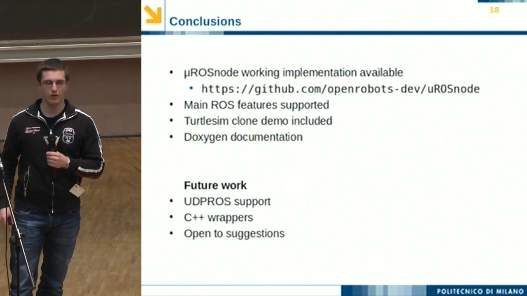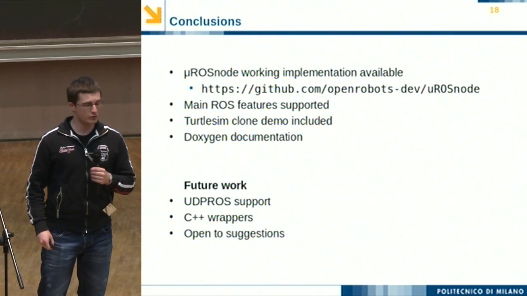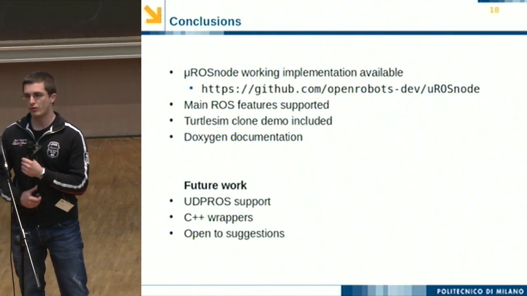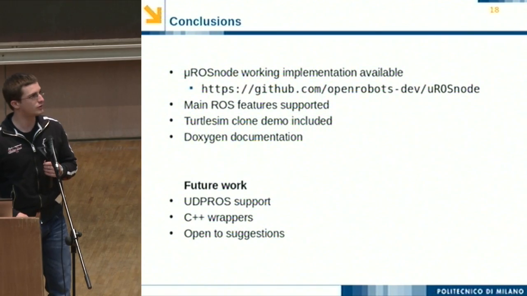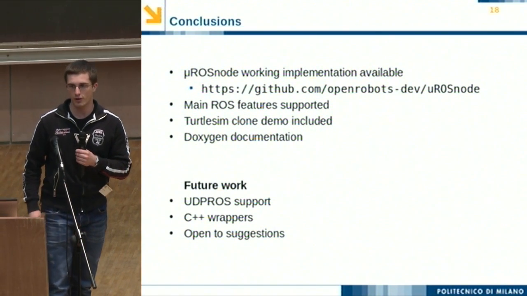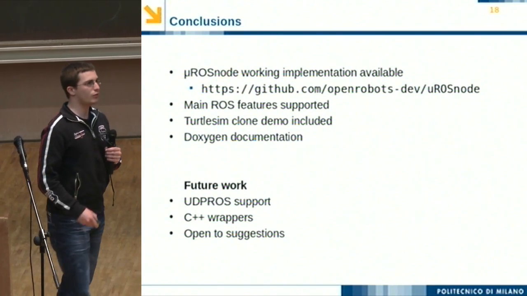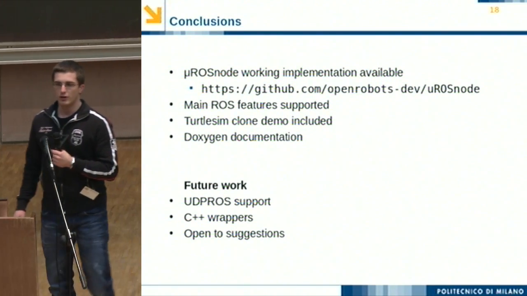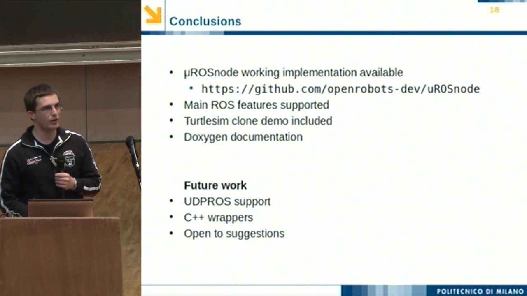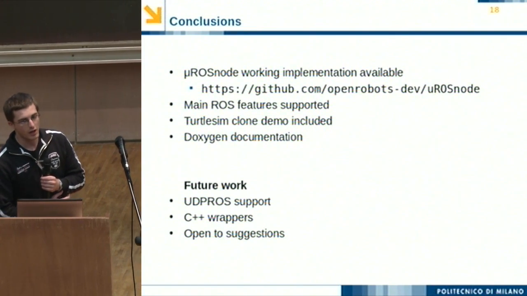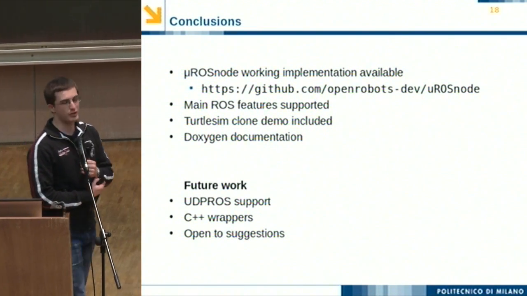microROSnode is available on GitHub. It's an open source project. It's already working. There are some demos on the GitHub repository. We provided the code with Doxygen documentation, so it's, I think, very well documented. Everything is documented. It supports the main ROS features.